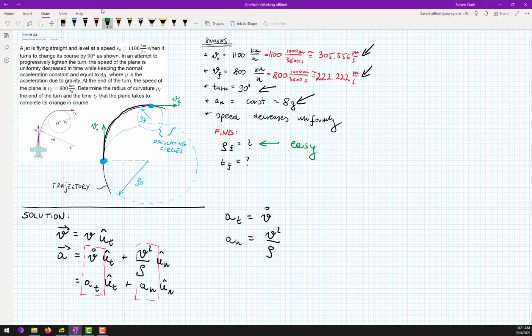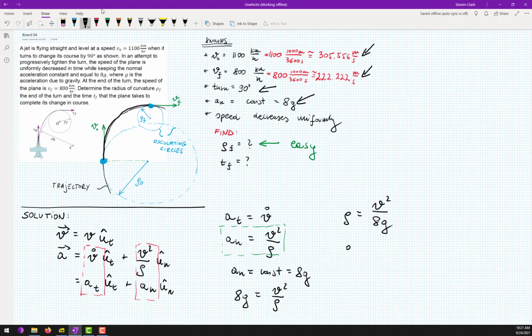We are just going to use this expression, because we know that AN is equal to 8G, okay? AN is constant, and this is equal to 8G. So we can write 8G is equal to V squared over rho. And we basically have expression for rho. Rho is equal to V squared divided by 8G.